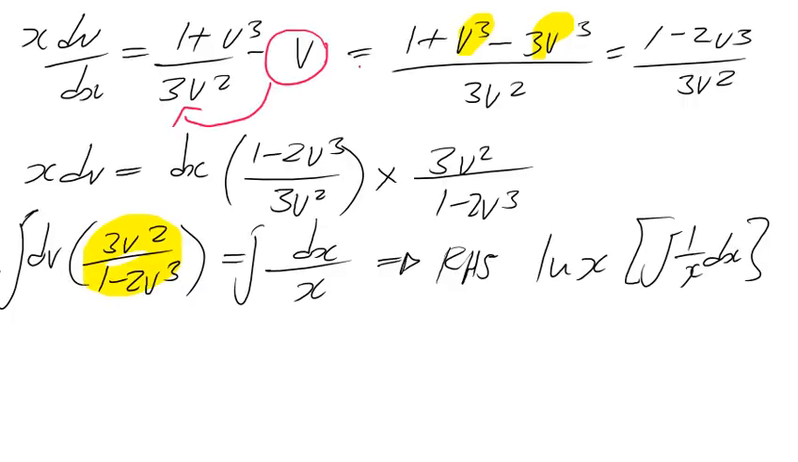So you'll have the integration of 3v squared over 1 minus 2v cubed dv. So look at this. As you can see, whenever you see a fraction in integration, you have to compare your numerator and the denominator. One of them must be the differentiation of the other.